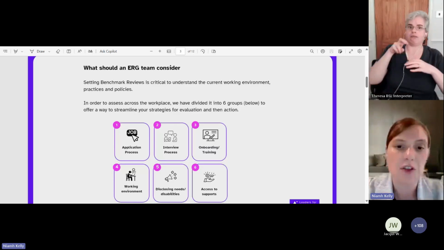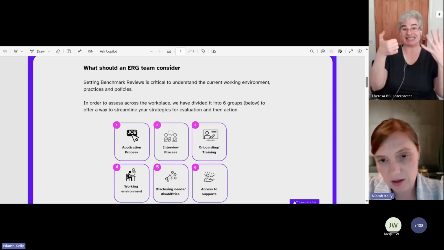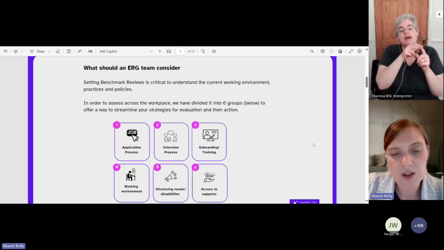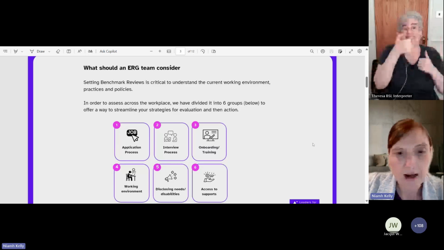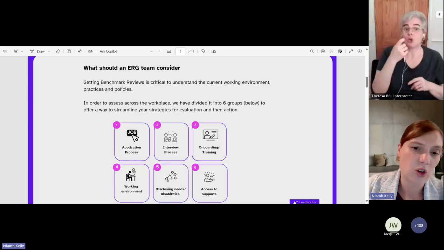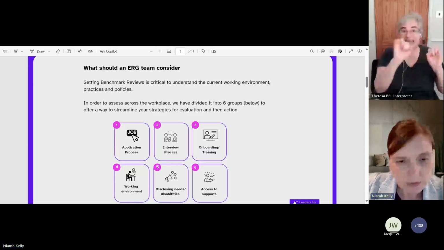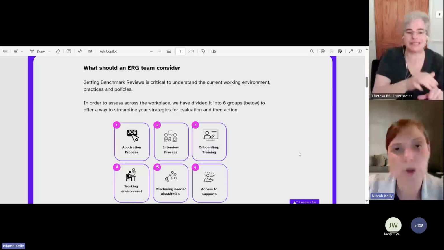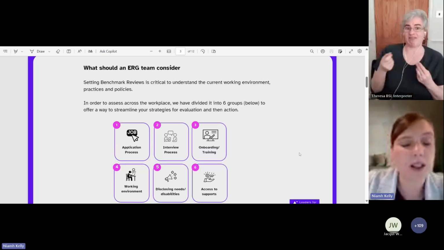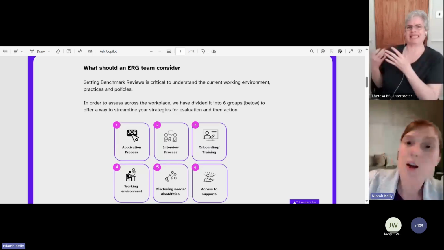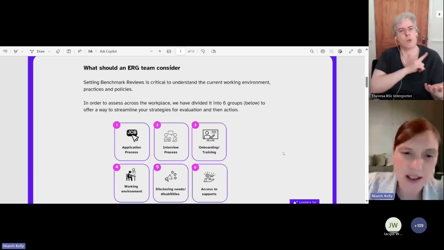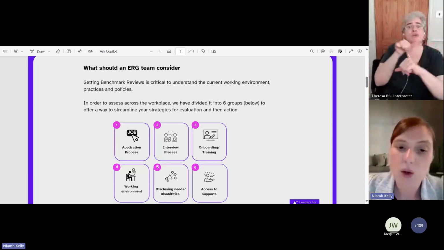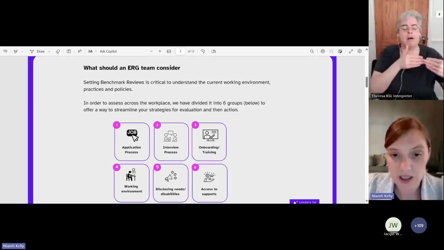So we've identified 6 areas. There are so many aspects of different approaches in your company, but we've divided it into 6 different groups where you can analyze and understand each of these differently. So for example, the first one is the job application process. I mentioned earlier, some people said we only have 3 employees with disabilities out of 600. Why is that? Is there a barrier? Is there something happening at the very beginning of the process in the application? What about the interview process, the onboarding and the training?